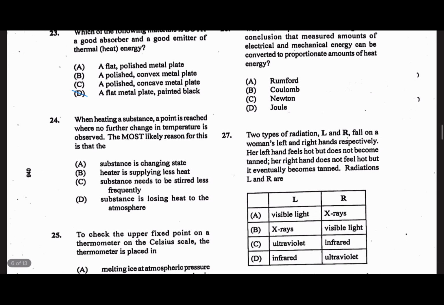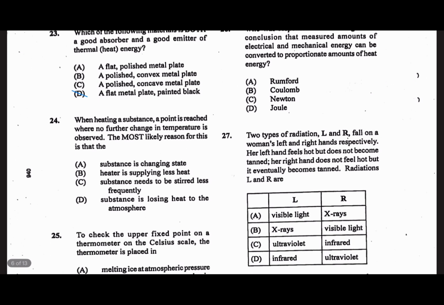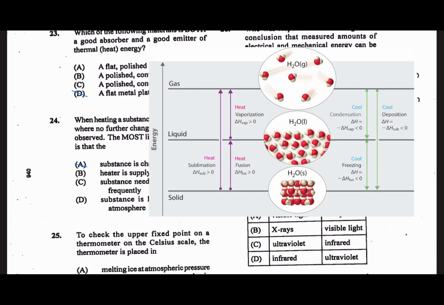24. When heating a substance, a point is reached where no further change in temperature is observed. The most likely reason for this is that the substance is changing state. I would like you all to think about latent heat of vaporization and latent heat of fusion. When we're doing those questions, you realize that there's a point where you need energy, not to change temperature, but to change state. The reason for this is because the molecular structure actually needs to change when changing state, and that requires energy in and of itself.